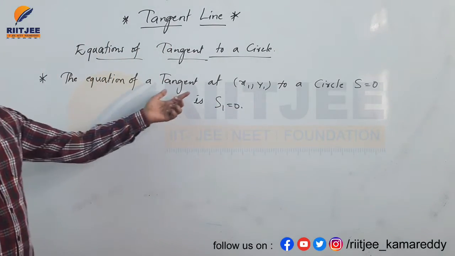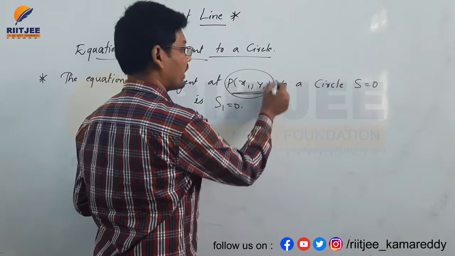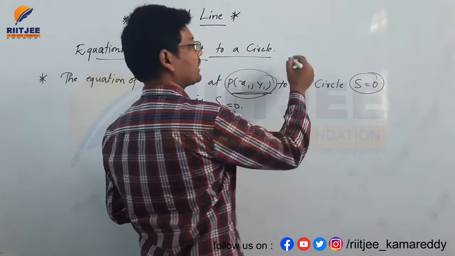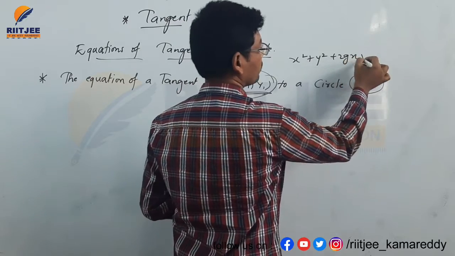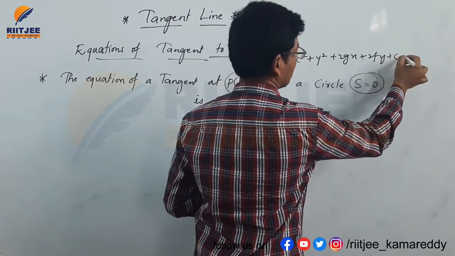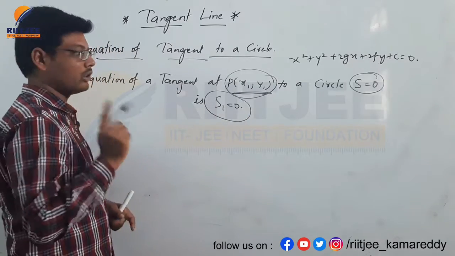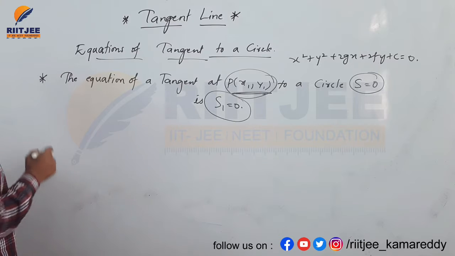Here the equation of a tangent at P(x1, y1), a point on the circle S equal to 0, where S equal to 0 is nothing but the standard form of circle, x square plus y square plus 2gx plus 2fy plus c equal to 0. Then the tangent line will become S1 equal to 0. This is the equation of tangent when S equal to 0 is given.